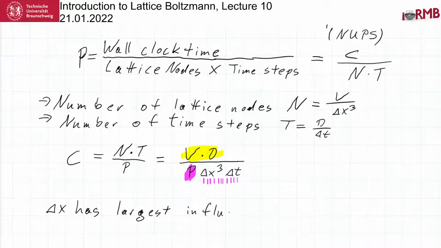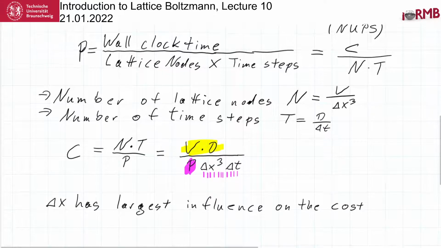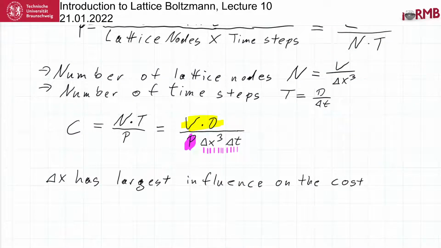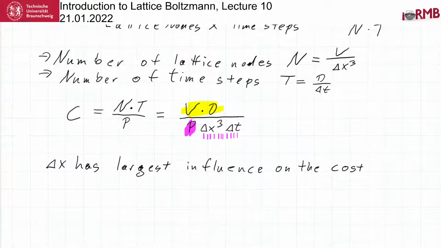So it's actually not really so useful to try to shorten the time step or increase the time step in order to get more performance, because the cost is only linearly dependent on the time step, whereas the dependency on the grid spacing is cubic. So delta x has the largest influence on the cost. So we want to make delta x large, so the cost is low.